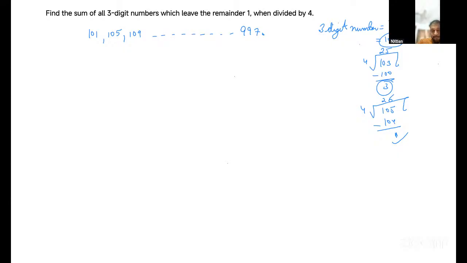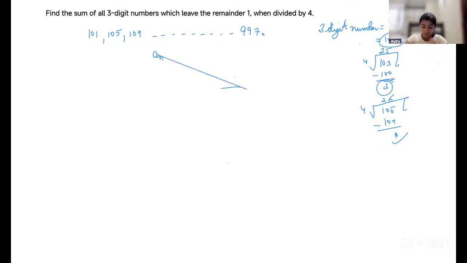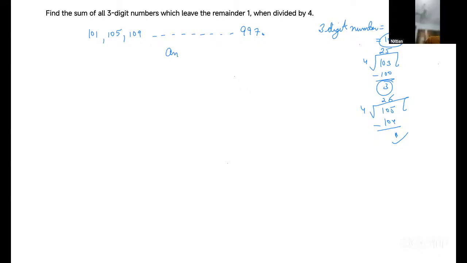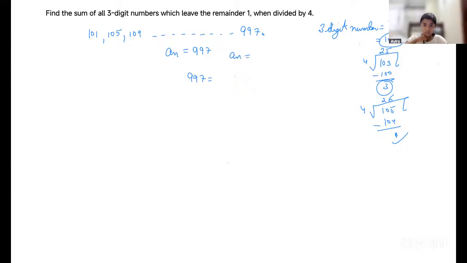You got the answer? Ah, it's wrong, beta. What is the value of N? Then I got the value as 2411. Oh no, it's not correct. You got AN as 997, so what is the value of N you got? 2411. Is it correct? Let's solve it.